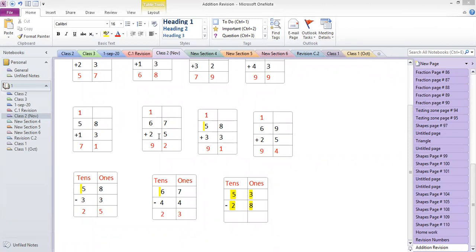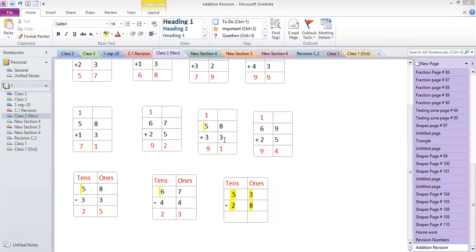Okay. Yes, why? Because 3 is smaller than 8. That's why we cannot subtract it. Now, what we have to do? We will take 1 from the 5. Very good. And 5 will be 4 and 3 will be 13. 13 will be 4 and 6.